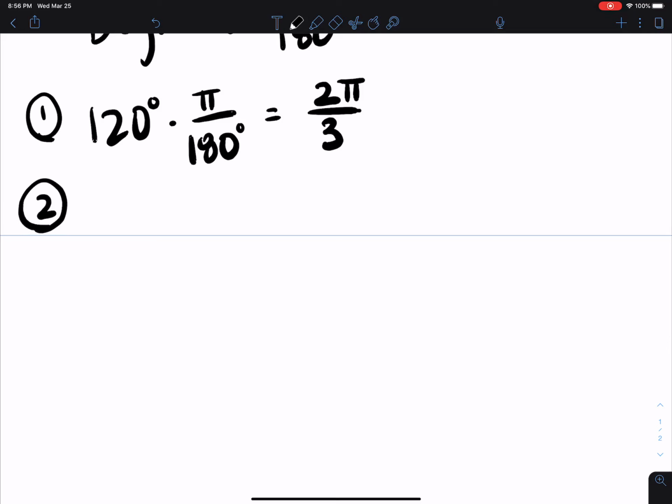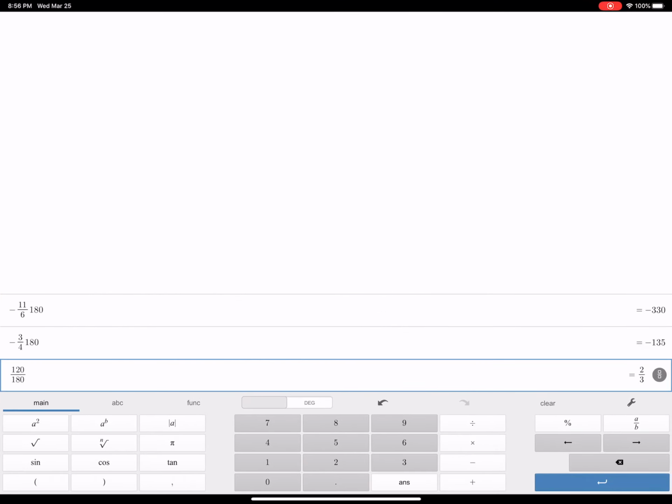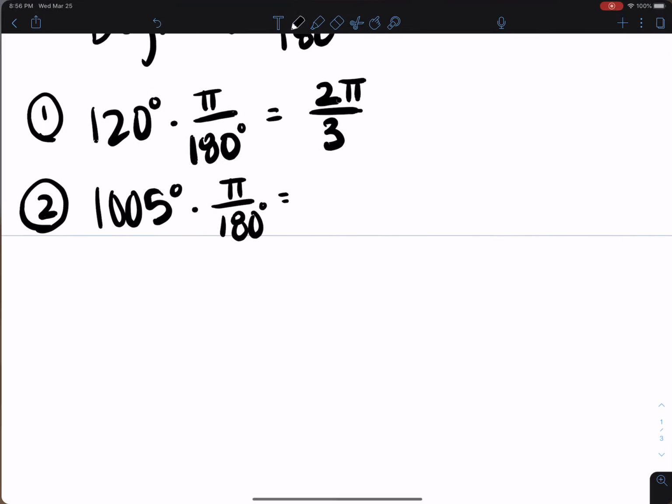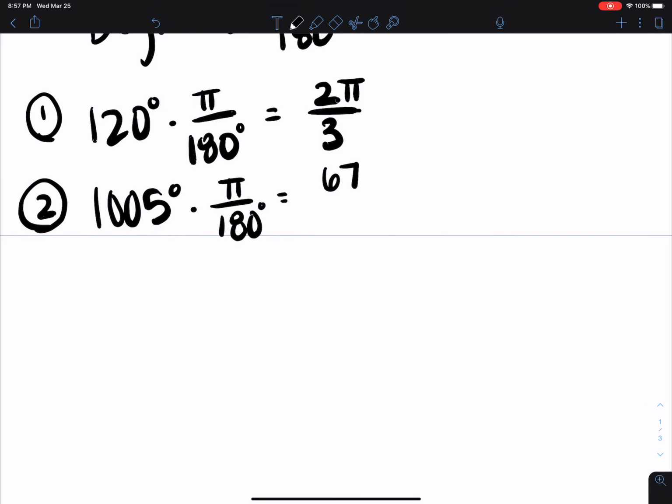Okay, our next example is 1005 degrees. We take our degree measure, we multiply by pi over 180. So I'm going to do 1005 divided by 180. If we hit that fraction button, that tells us that it is 67/12. So our answer is 67 pi twelfths.